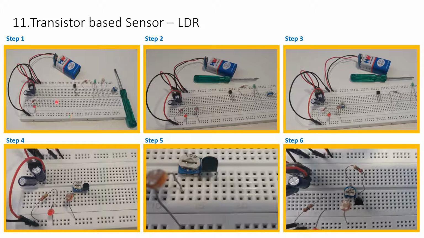So we have removed the push button circuitry and the LDR circuitry, and we've kept the voltage regulator part of this circuitry as such. So we need a transistor, a resistor to drive the base of the transistor, an LED, an LDR, and a trim pot. So first we place the LDR.